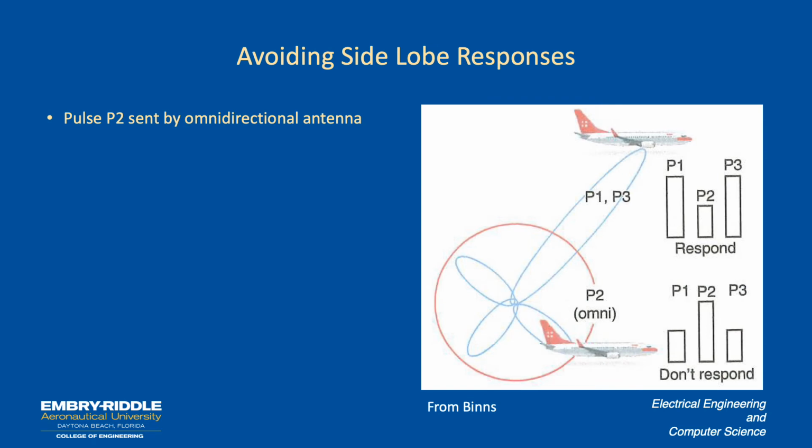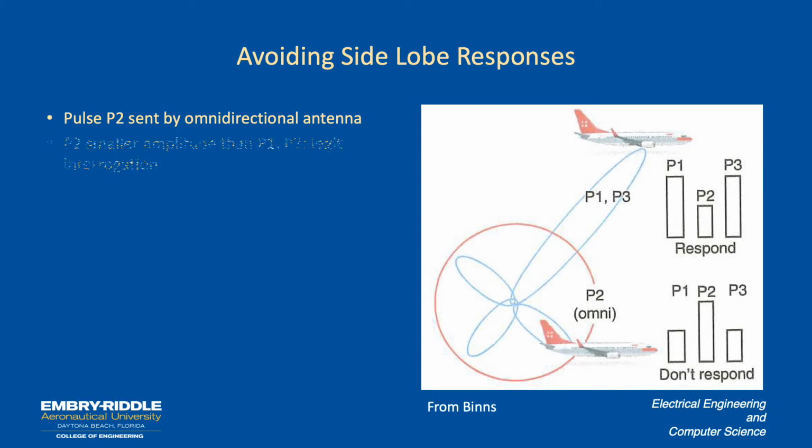Pulse 2 is sent by the omnidirectional antennas you saw in that image of the rotating antennas. The beam formed by the primary and secondary surveillance rotating antennas there is directional, but it has side lobes. They may not be at right angles as shown in this image here, but they are to the side of the main lobe. And so you send this omnidirectional pulse out as P2.